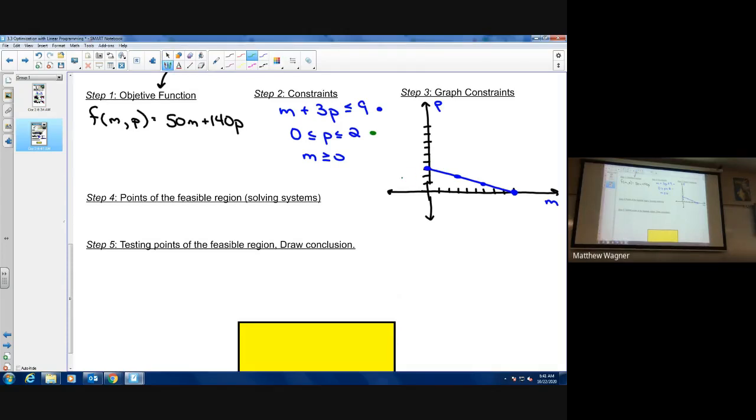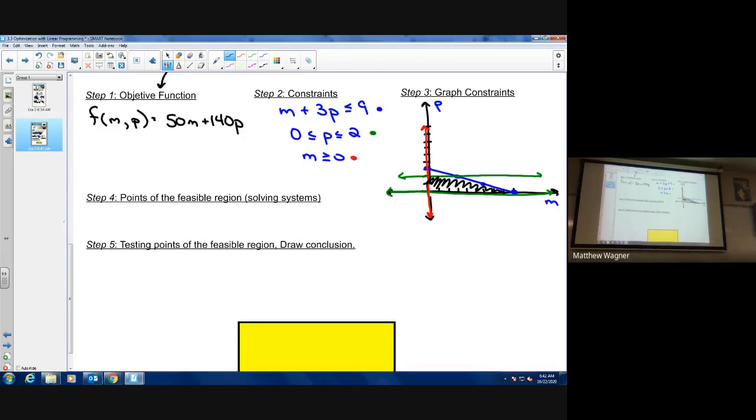I also have the line between 0 and 2. And finally, I have greater than 0, which is this way. So we want to come up with my region. I'm between the greens. I'm to the right of the red. And it looks like I need to be below the blue line.